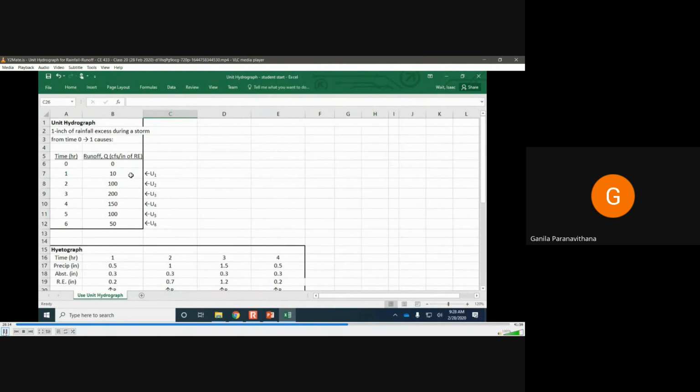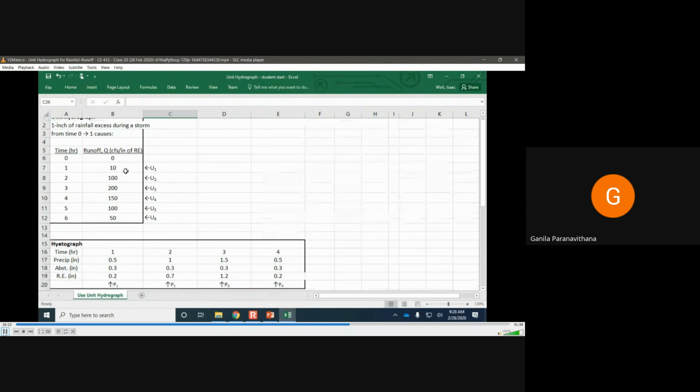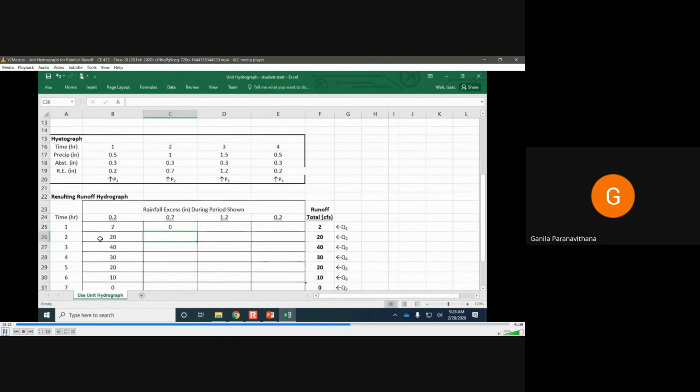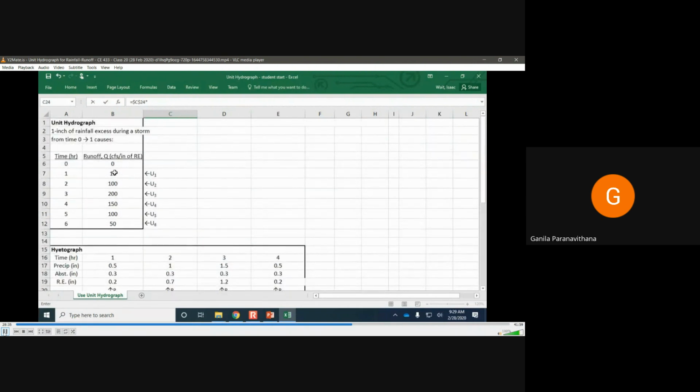But if it's 7/10 of an inch of rainfall excess, and we would have 10 CFS for a full inch, then we should see 7 CFS. But the 7 CFS occurs during hour 2. So it is going to be this rainfall excess amount, anchor the reference, multiplied by the unit hydrograph.